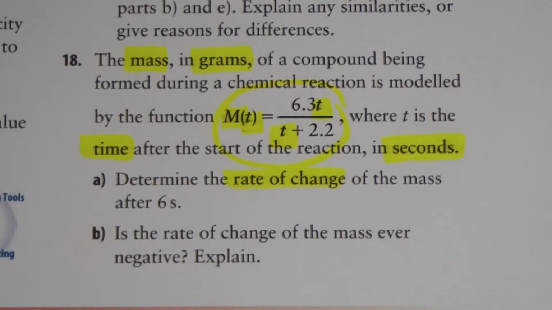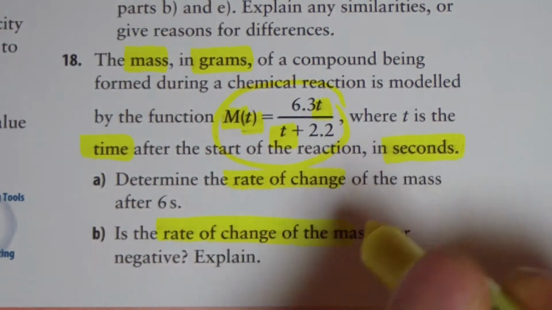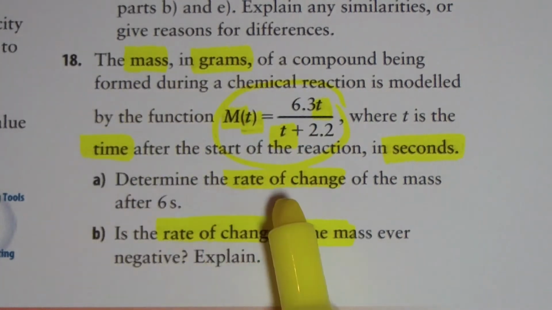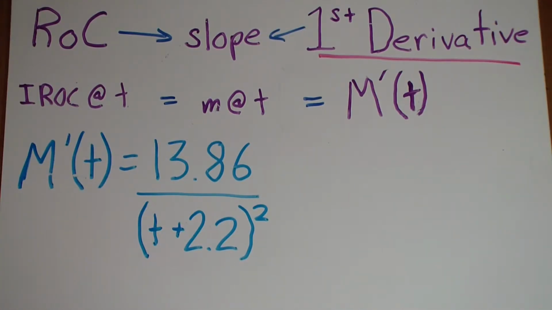Part B says, is the rate of change of the mass ever negative? Explain. The key piece of information we need to know from here is that we're going to be analyzing the rate of change of mass. For this, we'll need the givens from before, as well as the first derivative equation that we solved for in Part A. The question asks if the rate of change could ever be negative.